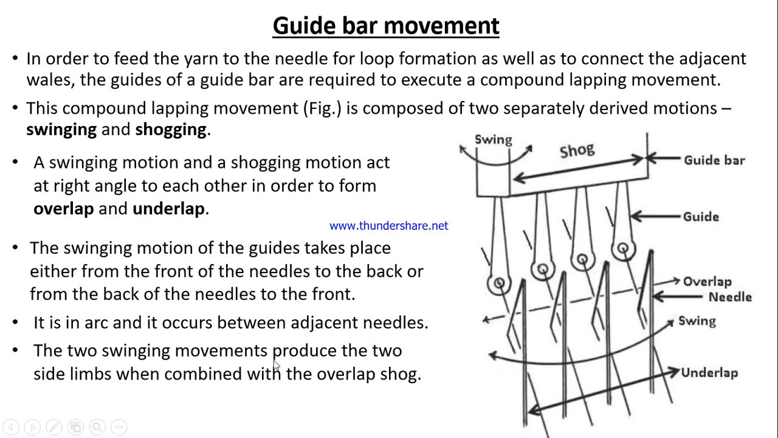The two swinging movements produce the two side limbs when combined with the overlap shog. So the swinging movement will produce the side limbs of the loop. If you remember the limbs of the loop in the case of a weft knitted loop, there is the head or crown and there are the limbs of the loop. In this way the limbs are there in the warp knitted structure also. Those limbs are produced due to this swinging movement when there is the overlap shog.